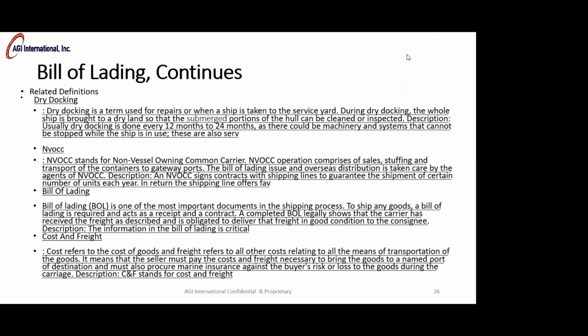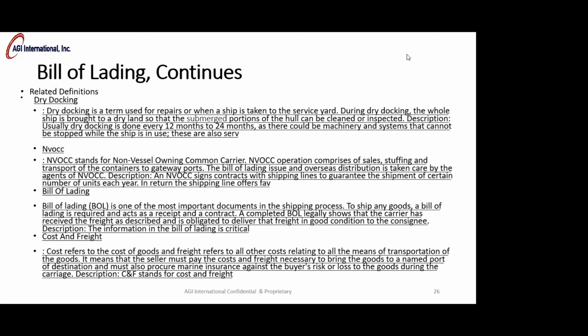Agents of NVOCC, there's a description that gets assigned to them within the shipping lines. They guarantee the shipment, the bill, the number of units in each, and the return shipments online are in the bill of lading. And then, of course, the bill of lading, which we talked about, is one of the most important documents. It says who you're shipping to, what the goods are. It's a legal document that shows what the carrier is receiving, the freight description, the obligation to be delivered, the freight, goods, and condition to the consignee or the person who receives it.